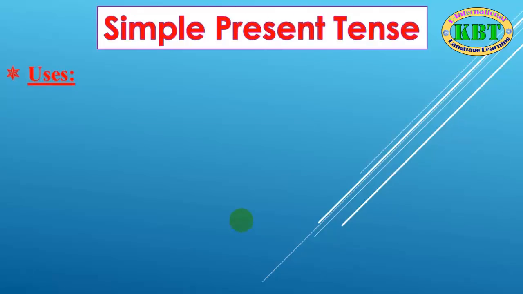So we go to the uses. How do we use simple present tense, right? We know already about the form: positive form, negative form, and question form. But if we don't know how to use it, we use it incorrectly. So we should know how to use it also, right? So let's have a look.